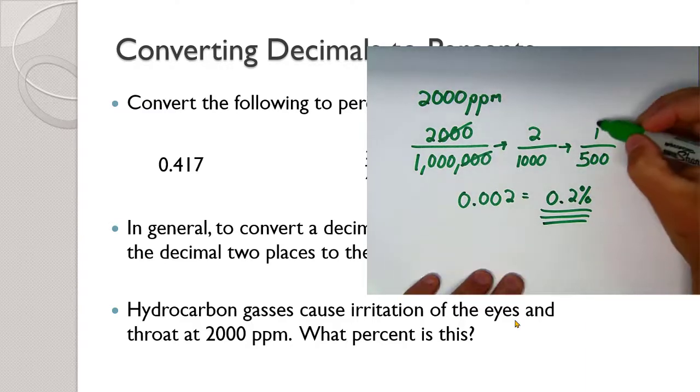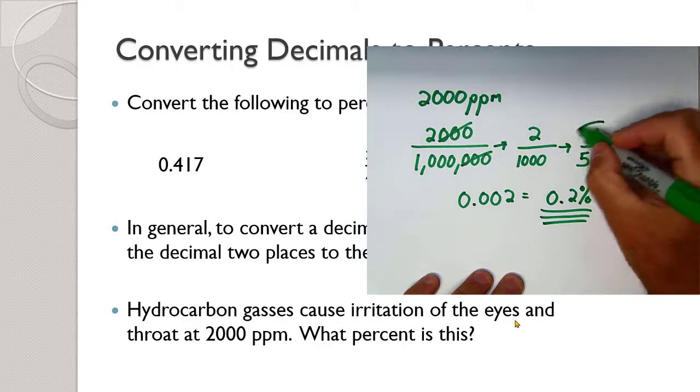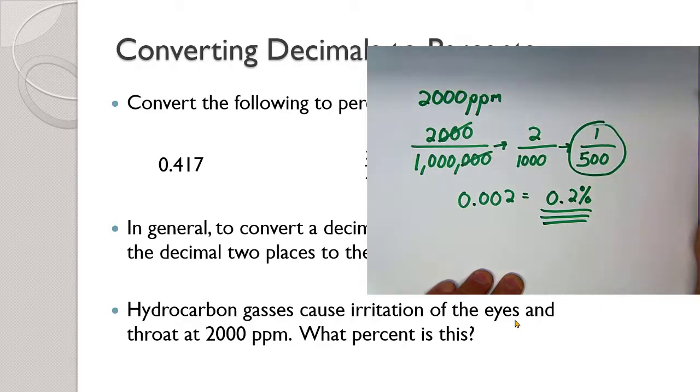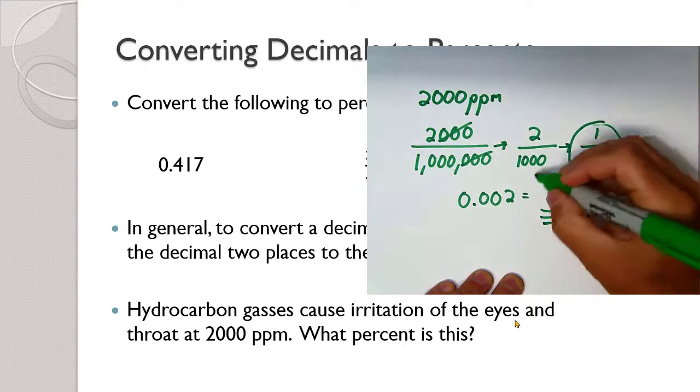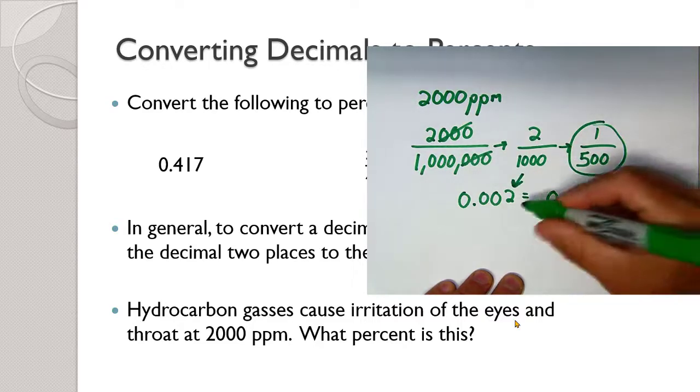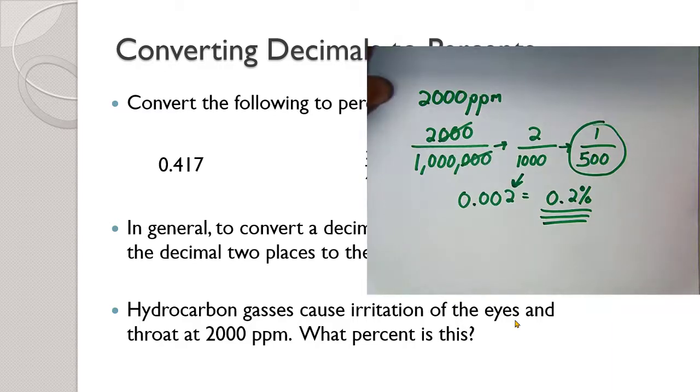I want to note that we didn't have to get the fraction there. I was just showing that we could reduce that down to 1 out of 500. What really matters is that 2,000 parts per million is 2 out of 1,000, or 2 thousandths, which is 0.2%.